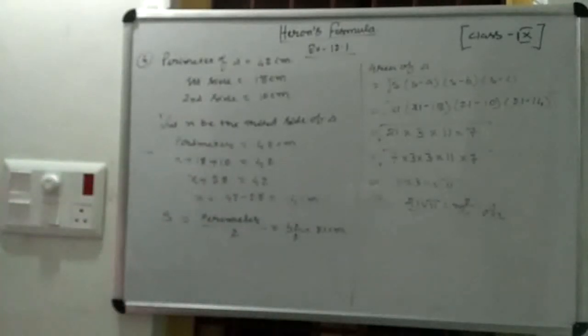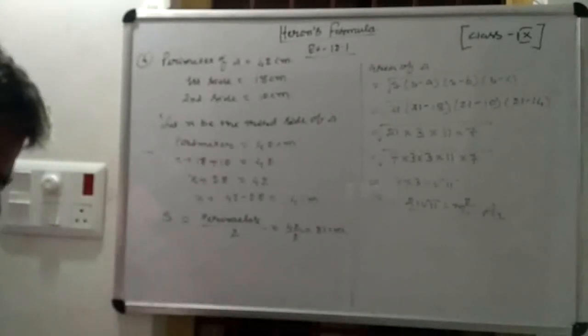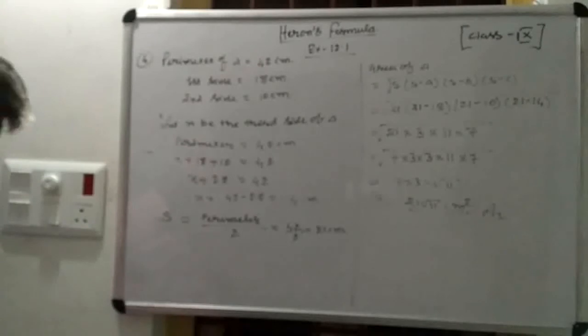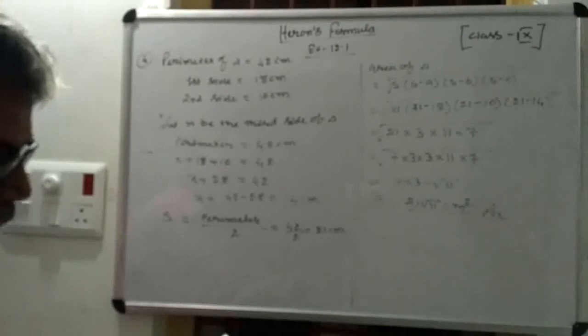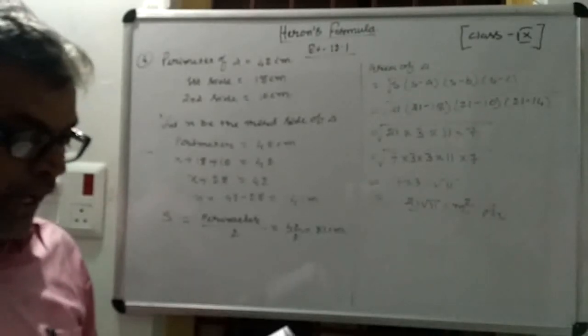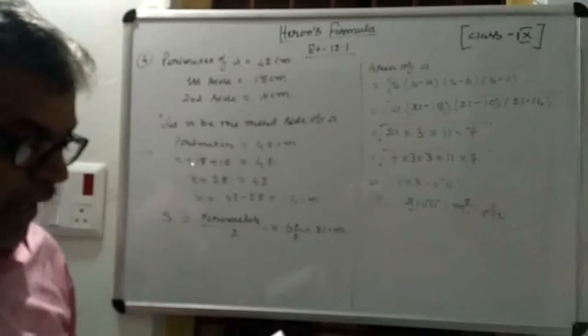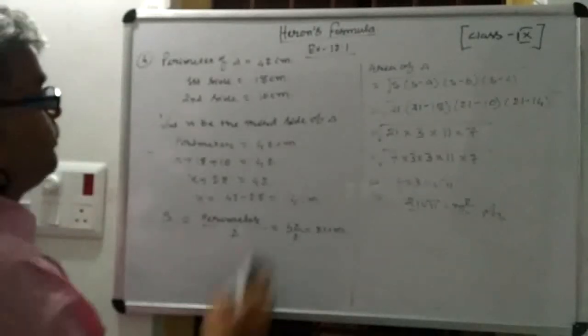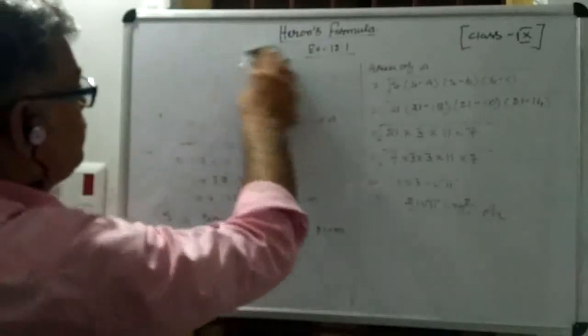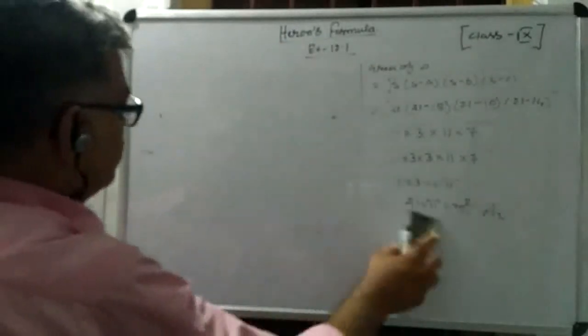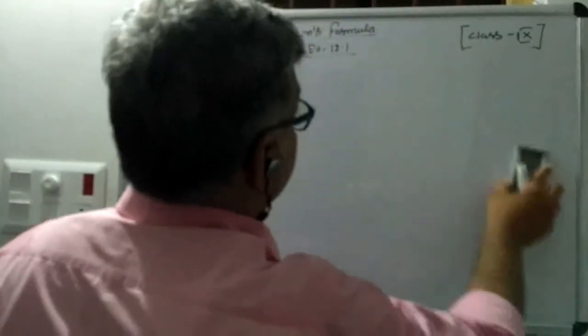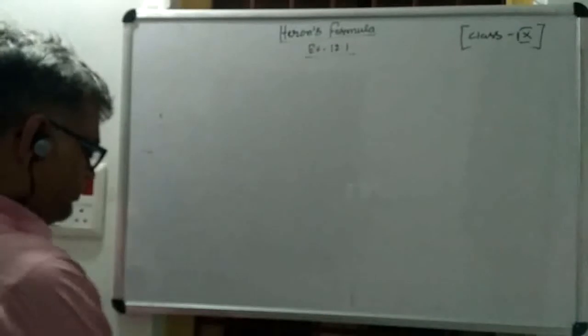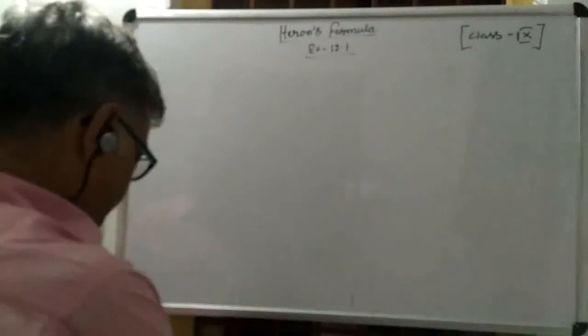Now let's take one more question. Question number 5. The fifth question is saying that the sides of a triangle are in the ratio of 12 is to 17 is to 25 and its perimeter is given. Find its area. Let's see question number 5.